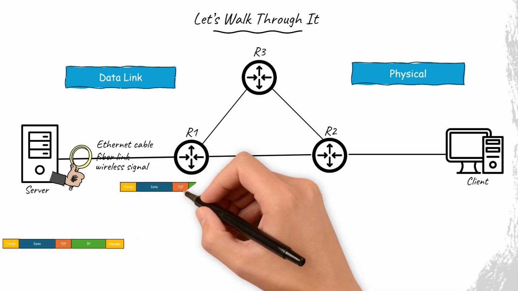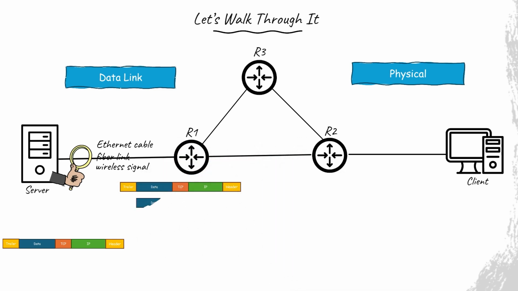When R1 receives the packet, it removes the header and trailer that the server added. Then it checks where the packet needs to go next. In this case, the next hop toward the client is R2. So R1 adds a new header and trailer based on its physical connection to R2 and sends the packet forward.